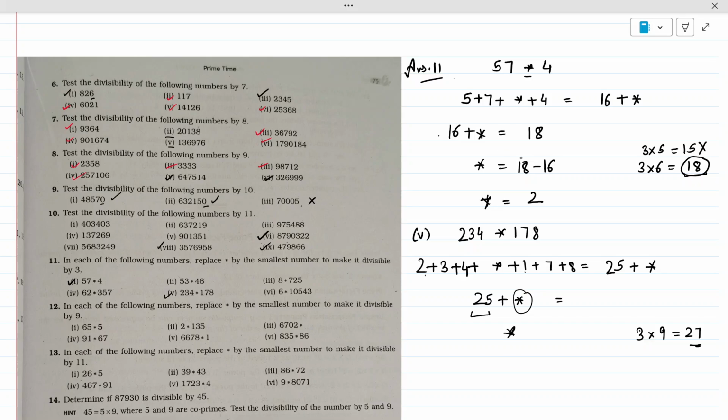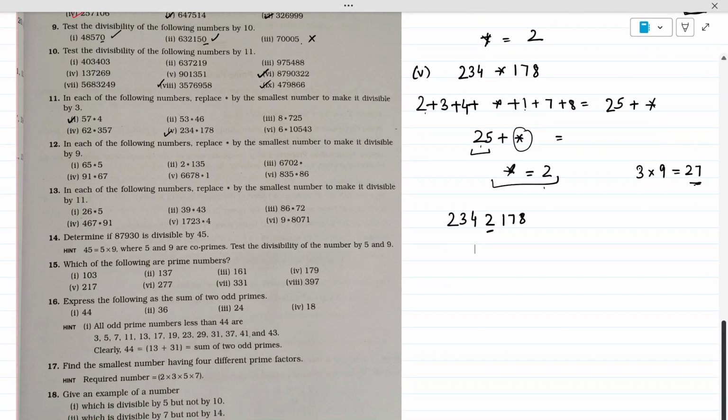How? You can do it by this method also or straight away also. If you add 2 to 25, it will become 27. Correct? So this star should be 2. Okay, this is clear. What we have to do is find the nearest number which is a multiple of 3 here, and it is 27, but we have 25. So to make it 27, we will add 2. So the star will be 2 here, and the complete number will be 2342178. Correct? So in a similar way, kids, you have to do these questions.